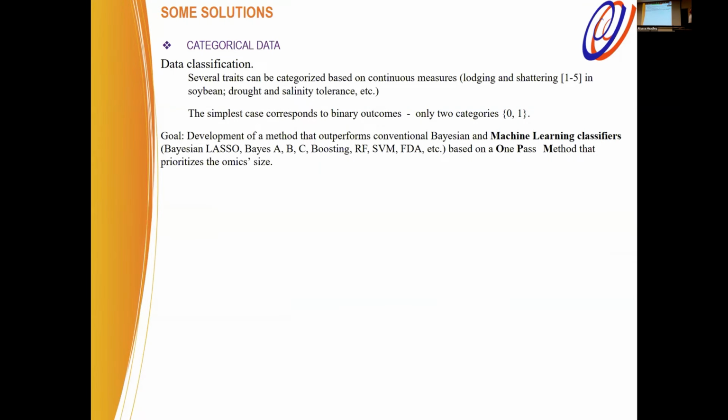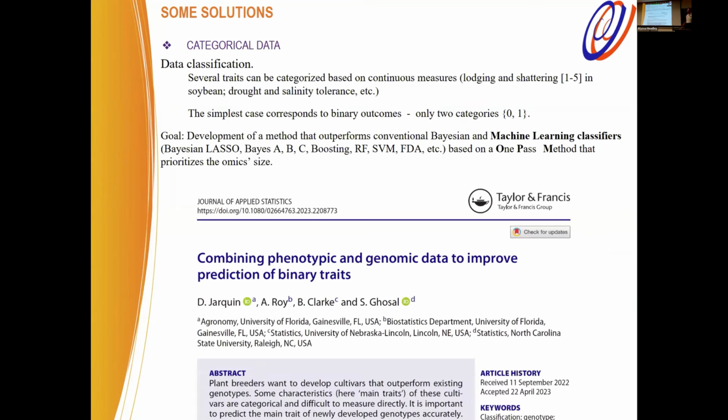Another implementation that we developed to deal with multi-omic integration, in this case for categorical data, is something we call the one-pass method. It's a collaboration that we have with statisticians from different universities. The idea was to develop a classification method that can outperform conventional parametric and non-parametric models. And the idea of the one-pass method is very easy.